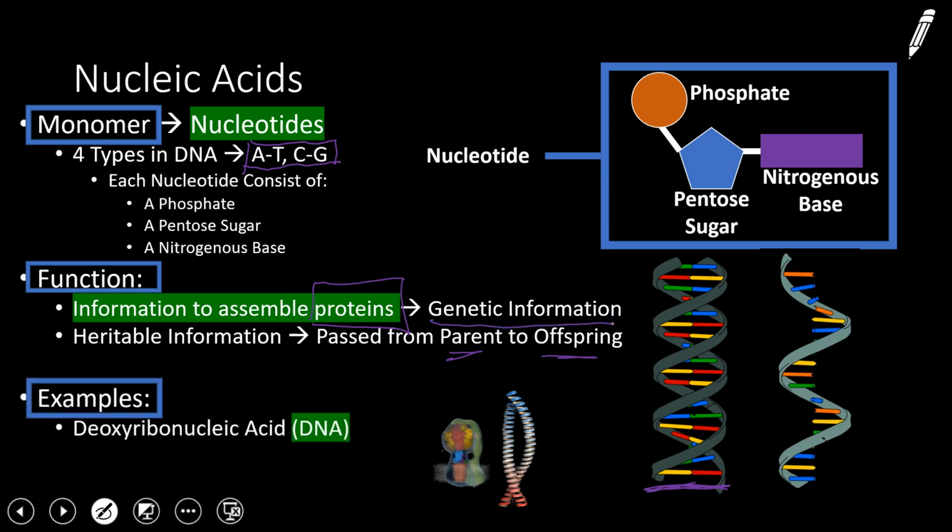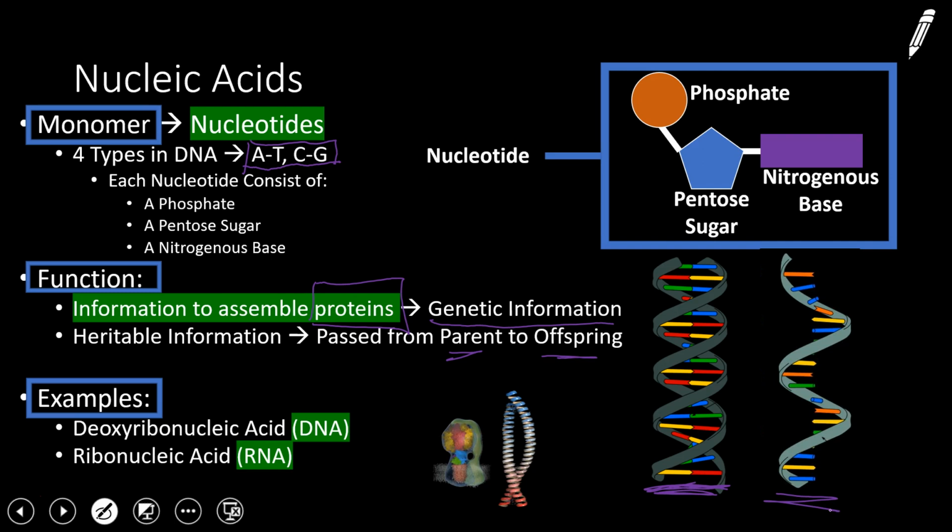Some examples of nucleic acids. The most well-known is DNA, which stands for deoxyribonucleic acid, and a less known one is RNA, or ribonucleic acid. We're going to talk about both of these, DNA and RNA, a lot next semester, okay?